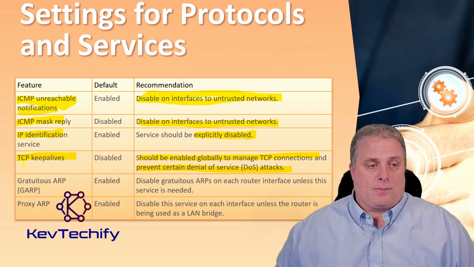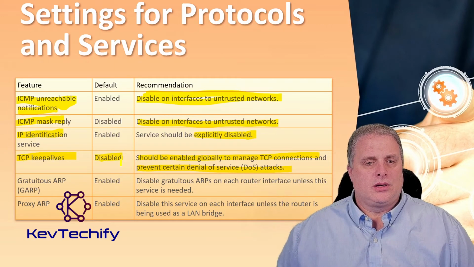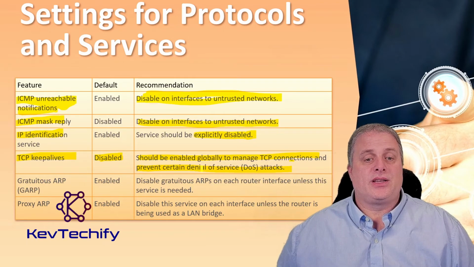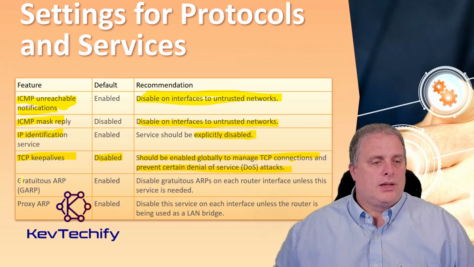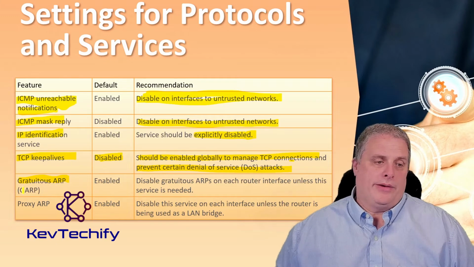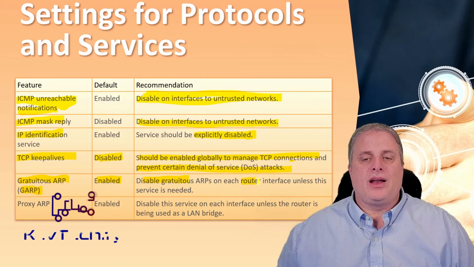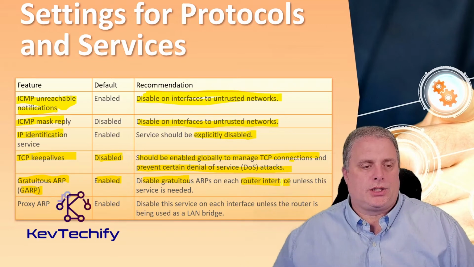So TCP keep alives, it's disabled by default, and once again should be enabled globally here to manage your TCP connections and prevent denial of service attacks. Then we have a gratuitous ARP, or known as GARP here, that's enabled by default, and disable that on each of the router interfaces unless you are actually using it.